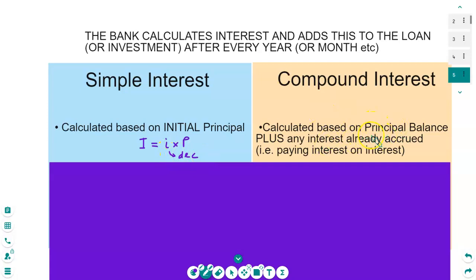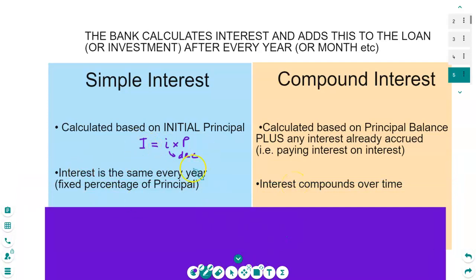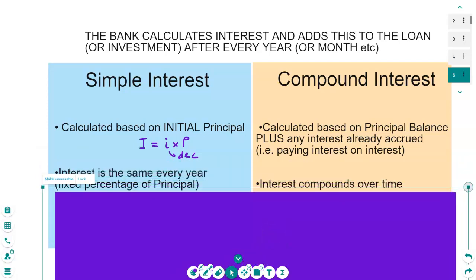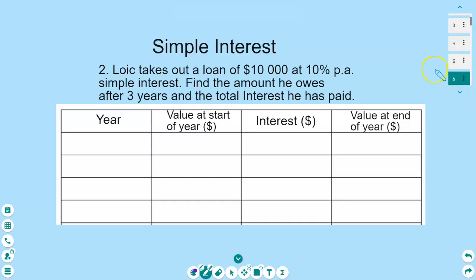Whereas compound interest is calculated based on the principal balance plus any interest you've already accrued. So you're paying interest on interest. All right, so it's not ideal. Okay. Another thing about simple interest is the same every year. Well, like I said, it's a fixed percentage of the principal. Compound interest, it compounds over time. So as well as paying off your original balance, it's getting bigger and bigger. So it's not that much fun, compound interest, unless you are investing. That's nice because you want more interest. You want to earn more interest.